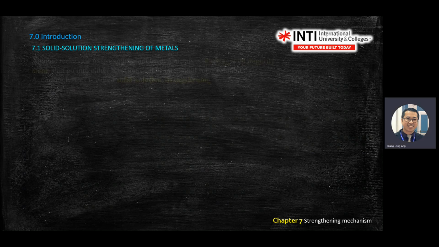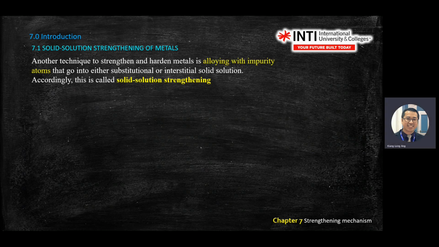First, solid solution strengthening. By the word solid solution, it means you deal with metals that are molten, right? And then you add in impurity atoms to get a product called alloy. And there are 2 types of solution. One is interstitial, and the other is substitutional.